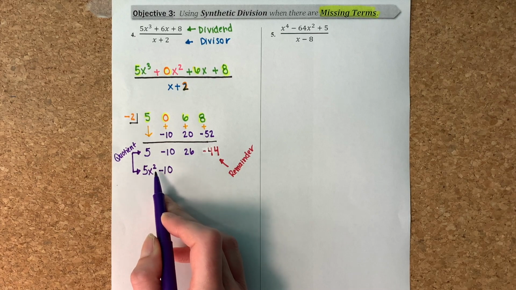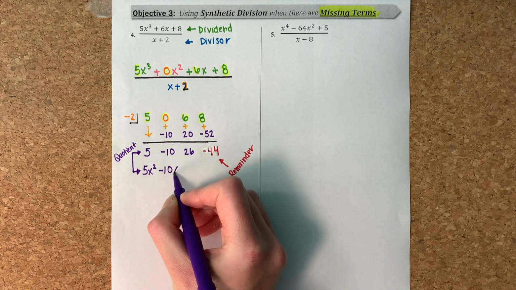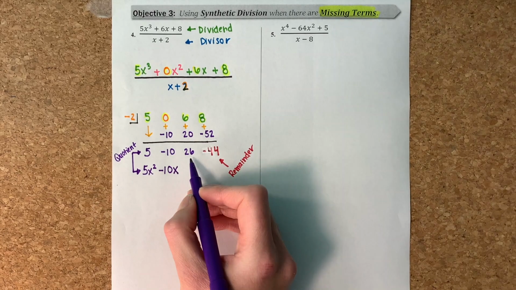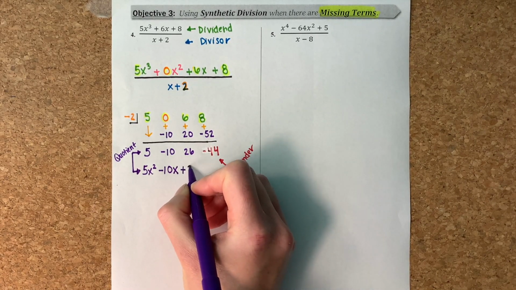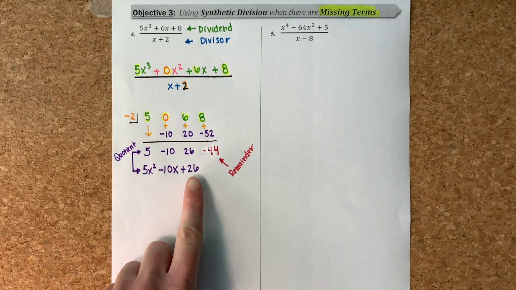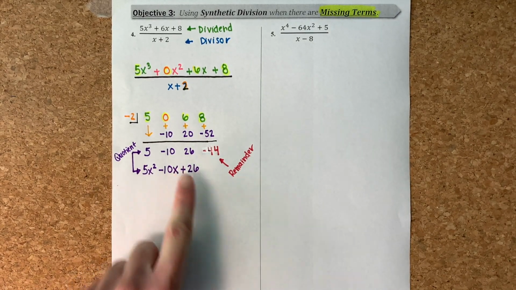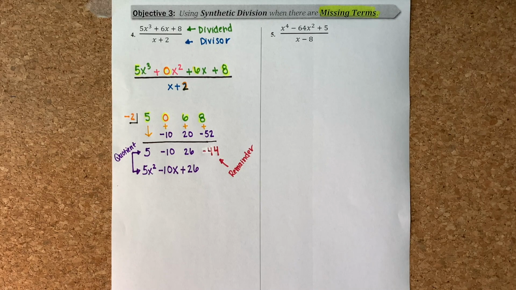And since this was an x squared, the next exponent would just be x to the 1, or x. And then the number next to the remainder is always a constant. So I'm going to bring down the positive 26. Now we have our quotient with the variables attached. Now we can write our final solution.